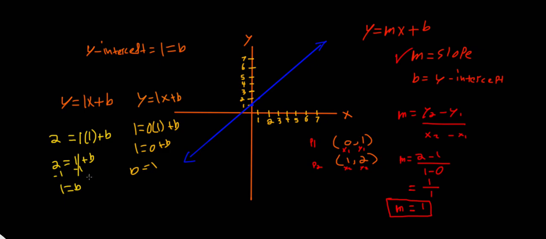So now we have our b value and our m value. Now we can just rewrite the linear equation and we'll be done. So we have y equals, and in this case the m value and the b value were both 1, but that's just a coincidence. They're not always the same. So y equals 1x plus 1. And this right here is our linear equation that represents that line.